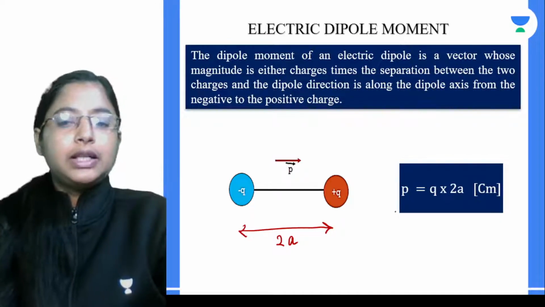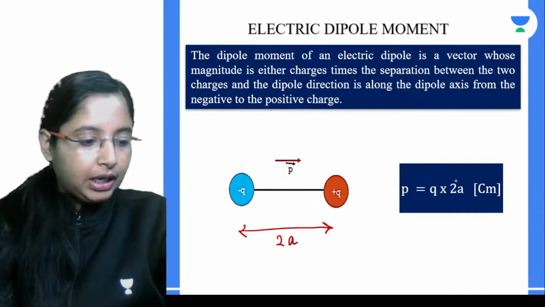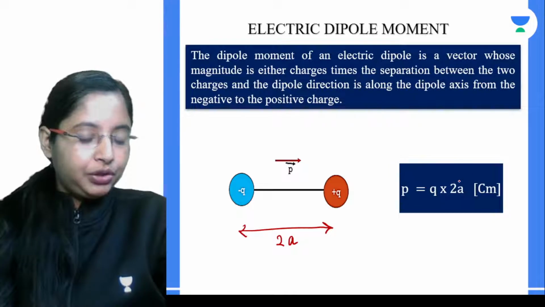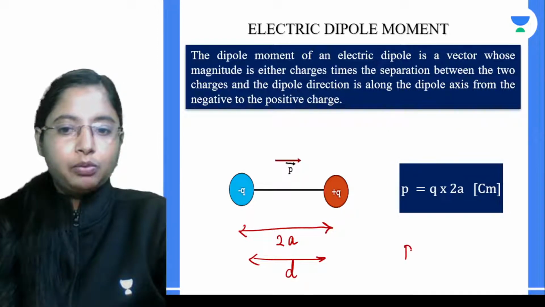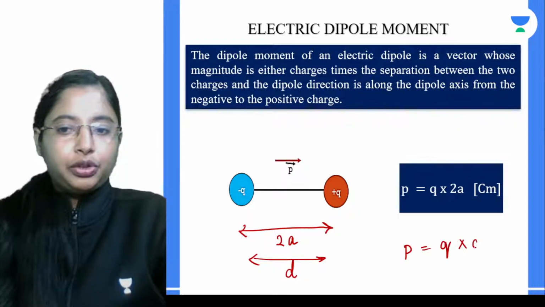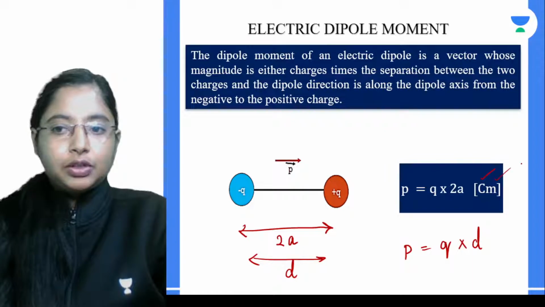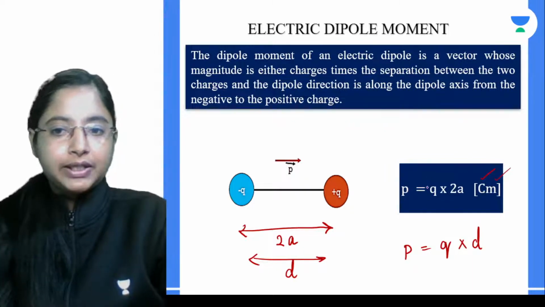Alright, so this is basically the electric dipole moment. Yes Akshay, you can write it as q into d, provided that if you take the distance as d instead of 2a, the dipole moment is nothing but q into d. Its unit: for charge the unit is coulomb, for distance the unit is meter, so the dipole moment is in coulomb meter. Charge is actually a scalar quantity, right?